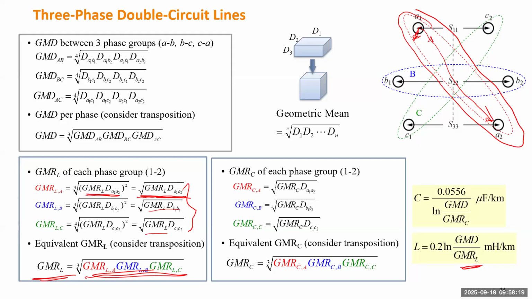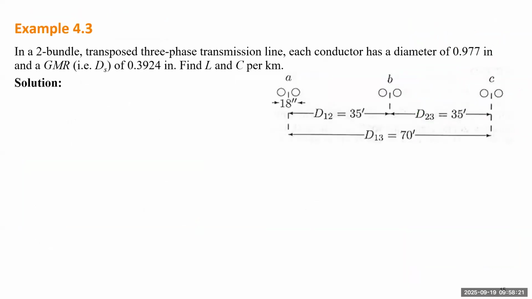So now you know how to calculate the 3-phase line. In the textbook, there's one example. You consider the 3-phase line. Each phase has 2 bundles, and the bundle has a distance of 18 inches, and each phase has a distance of 35 feet. And the largest distance between A and C will be 70 feet. They give you the GMR for each conductor. They want to figure out the L and the C.